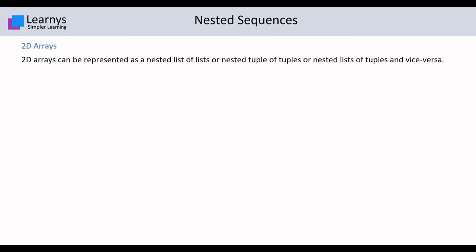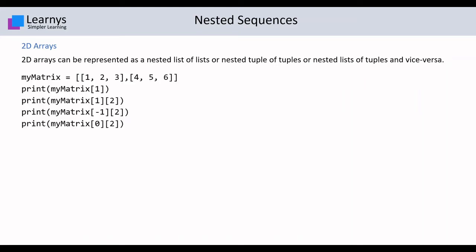Now let's talk about 2D arrays. For constructing 2D arrays in Python, we can use nesting of lists inside lists, of tuples inside tuples, or even lists inside tuples or tuples inside lists. Let's try to make a matrix having 2 rows and 3 columns. The elements of the matrix are 1, 2, 3, 4, 5, and 6. This is the general mathematical representation of the matrix.